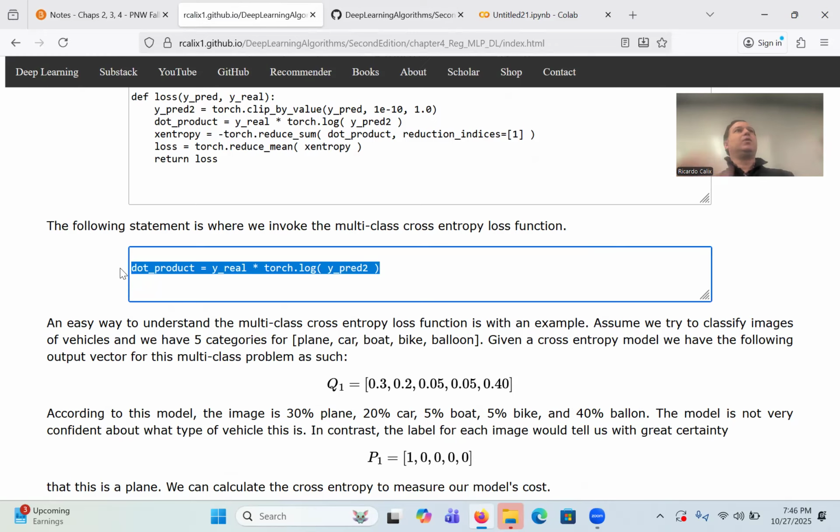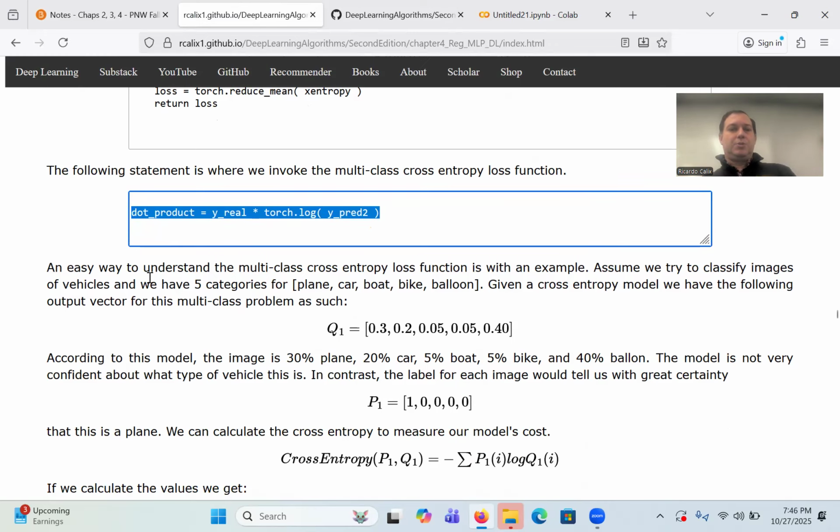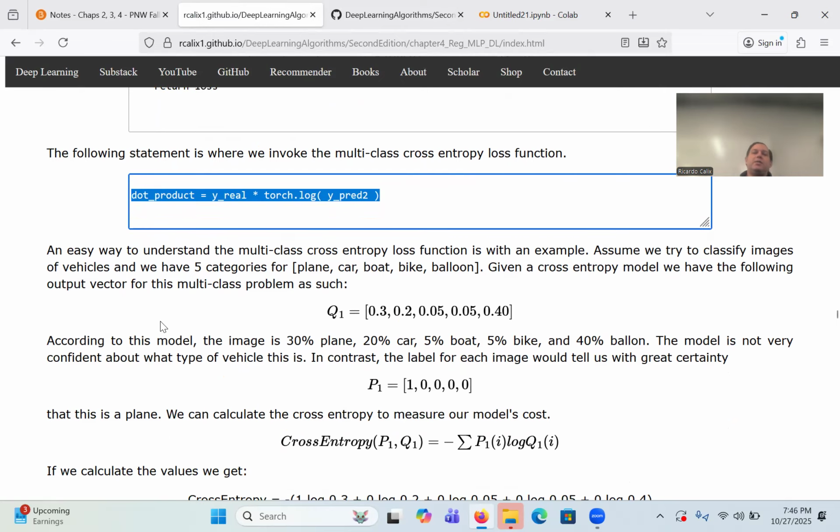Do you guys get that? So that's the key intuition. An easy way to understand the multi-class cross entropy loss function is with an example. Assume we try to classify images of vehicles and we have 5 categories: plane, car, boat, bike, balloon, right?